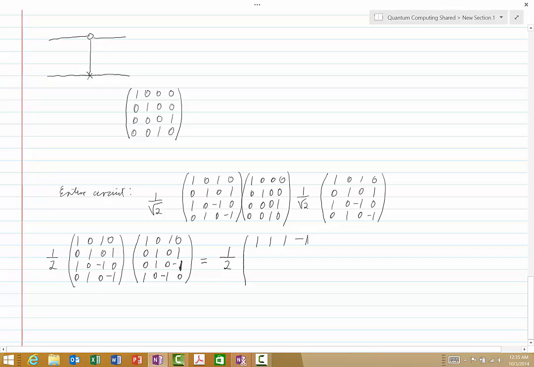And then for the next row, we will get 1, 1, negative 1, 1. For the next row, we're going to get 1, minus 1, 1, 1. And finally, for the fourth row, we will get minus 1, 1, 1, 1.